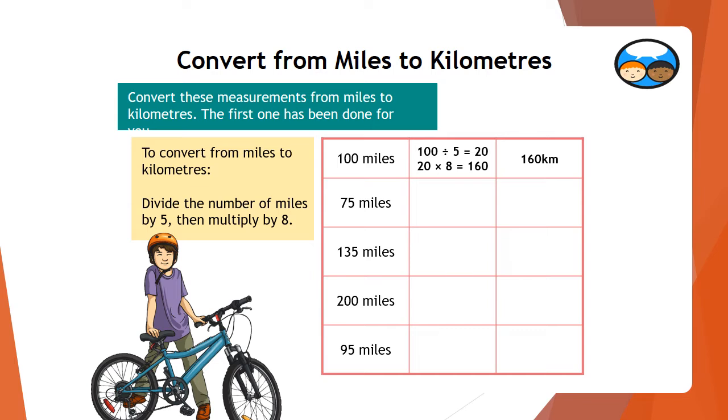Excellent, let's go through our answers. So 75 divided by 5 is 15. 15 times 8 equals 120. So 75 miles is equivalent to 120 kilometres.